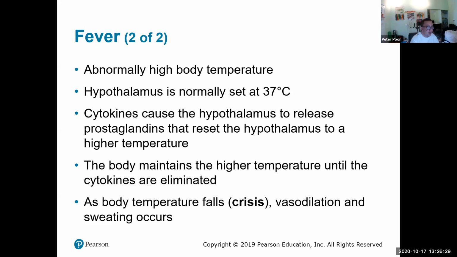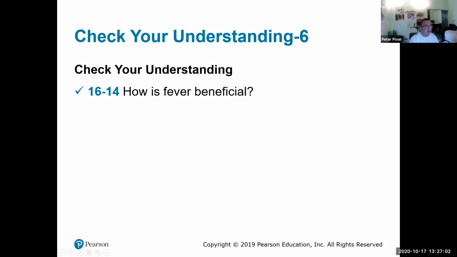The body maintains higher temperature until the cytokines are eliminated. As the body temperature falls, vasodilation and swelling occur. I think one of the weirdest effects of this is that you see people who are freezing to death and they literally strip themselves naked right before they die, and that means they feel really hot even though their temperature is really cold.